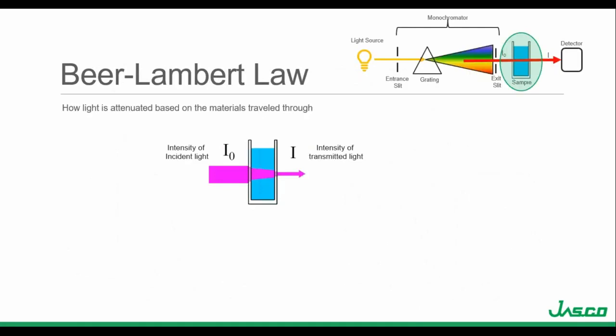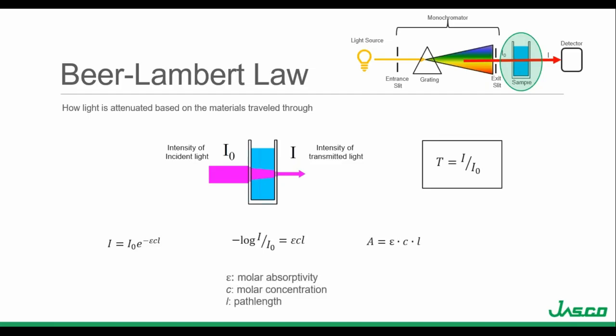We can't discuss UV-Vis spectroscopy without mentioning the Beer-Lambert Law. So the Beer-Lambert Law describes how light is attenuated based on the materials traveled through and forms the basis for quantitation using absorbance spectroscopy. The ratio of the light transmitted through the sample to the incident light, or the transmittance, can be converted to absorbance and used to calculate the concentration of a sample, shown by the following equation, where epsilon is the molar absorptivity of the chromophore, C is the molar concentration, and L is the path length.